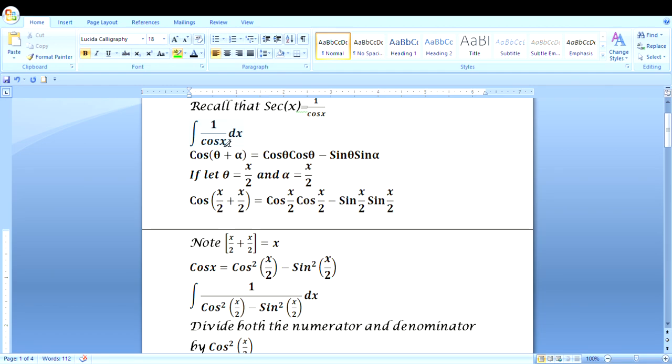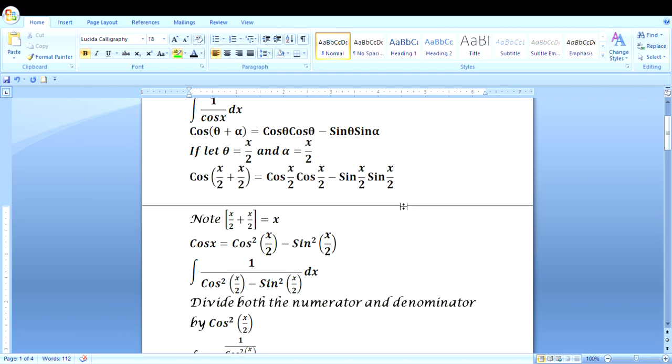First of all, from the compound angle, we are aware that cos(theta + alpha) is equal to cos theta cos alpha minus sin theta sin alpha. Now, if we let theta equal x over 2 and alpha equal x over 2, from the double angle this becomes cos(x/2 + x/2) equal to cos(x/2) cos(x/2) minus sin(x/2) sin(x/2). So here, x/2 plus x/2 is x.